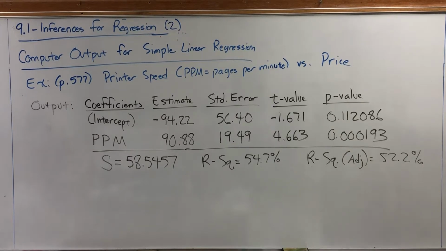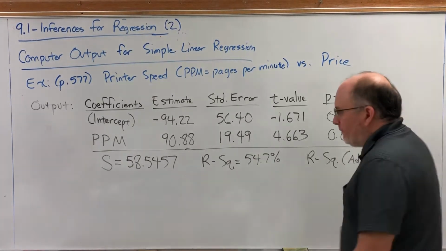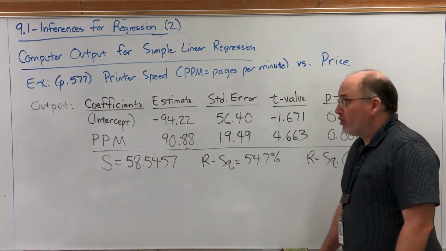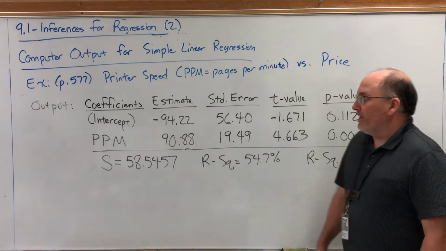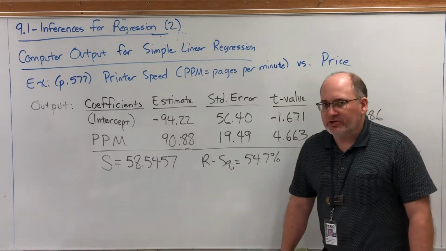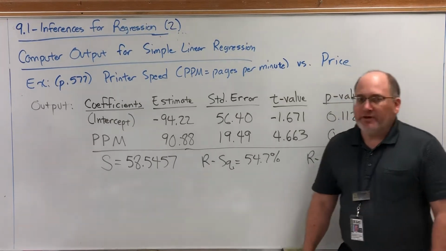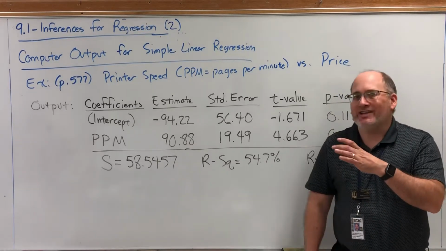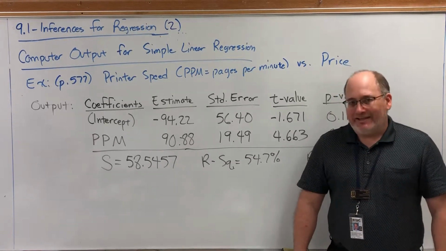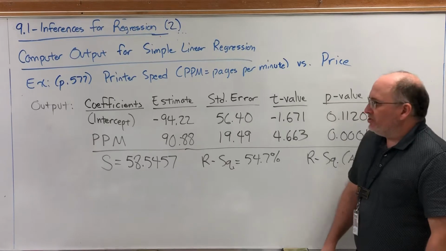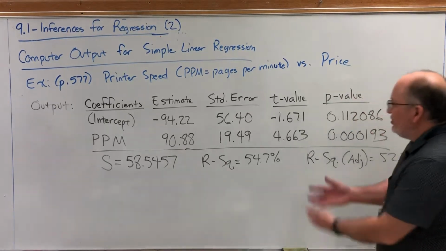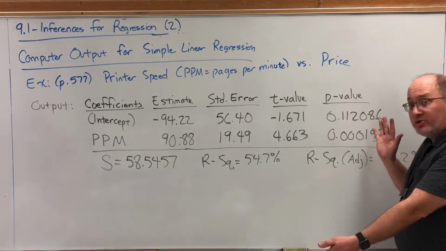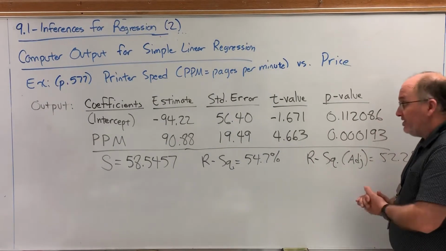Before we move forward into actually estimating and inferring things about the population regression, we need to take a look at what the computer output is going to look like for our simple linear regressions. These computer outputs can be obtained by putting your two quantitative variables values into Excel and asking it to do the regression output. But in your homework and on your test, you will be given the computer output, so you won't have to know how to do it in Excel.